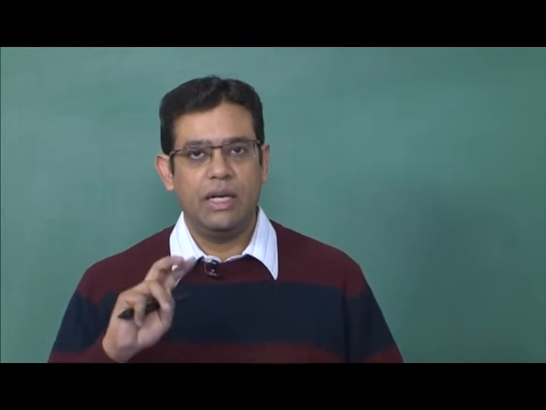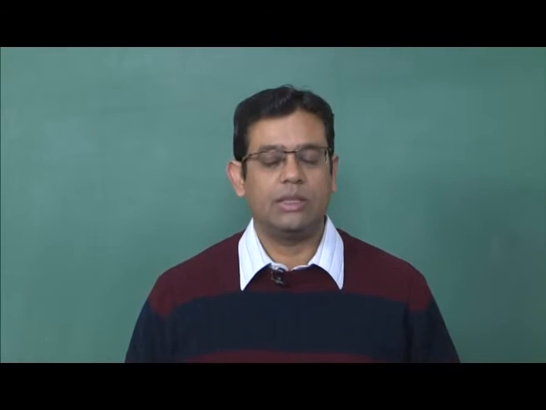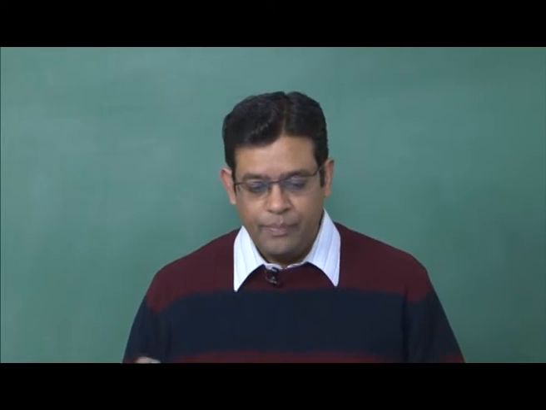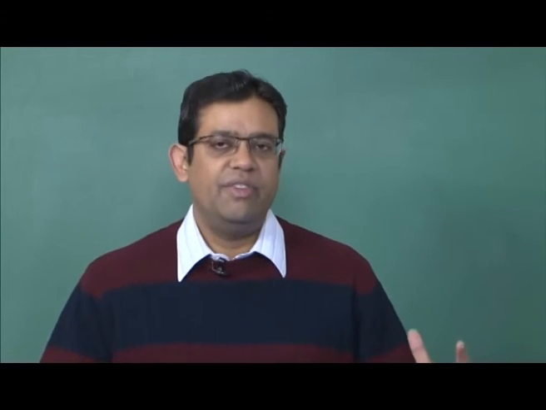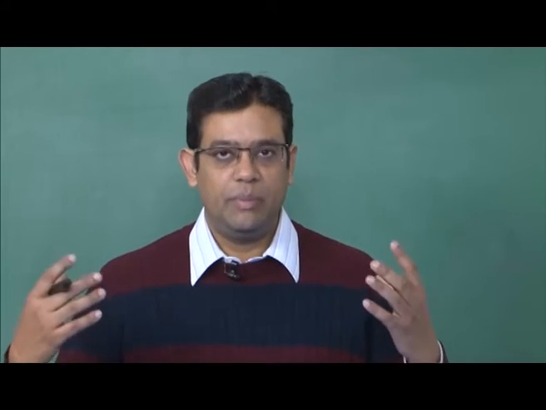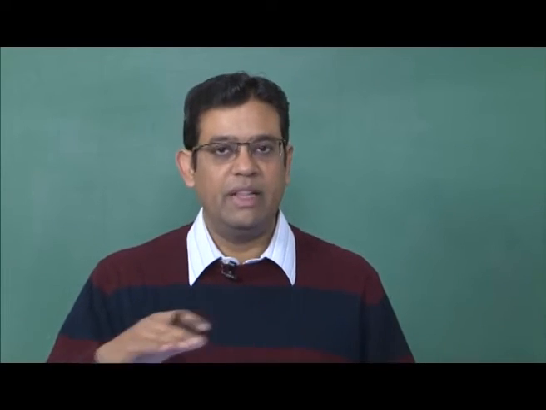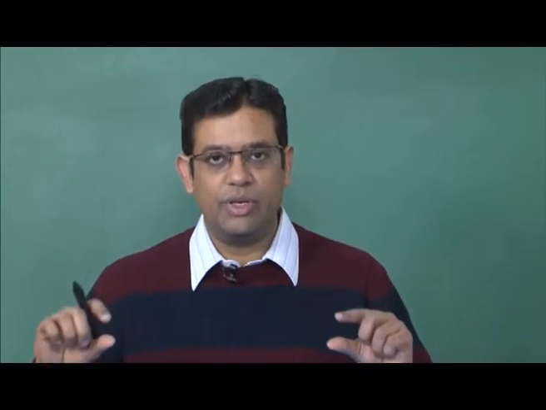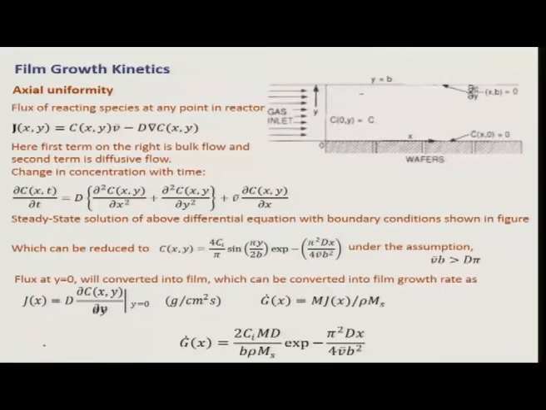So, two very important things: one is transport of reactants and second is the thermodynamics of the reaction. In the previous lecture we had seen how the boundary layer plays a role. When the gas is flowing on a surface, it forms a boundary layer, and that plays a role in how the reactants are distributed in the chamber. In this lecture we will discuss how the formation of the boundary layer affects the uniformity of the thin films.